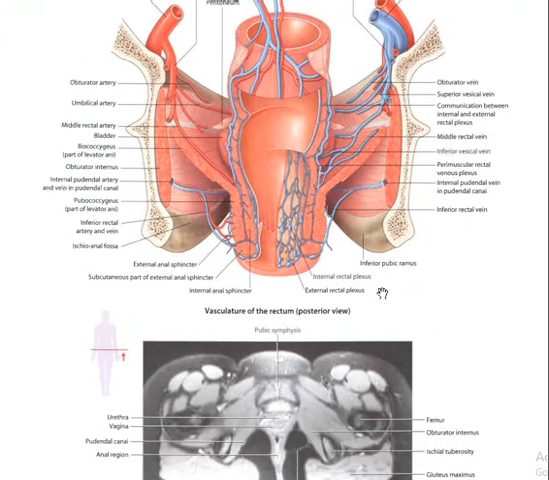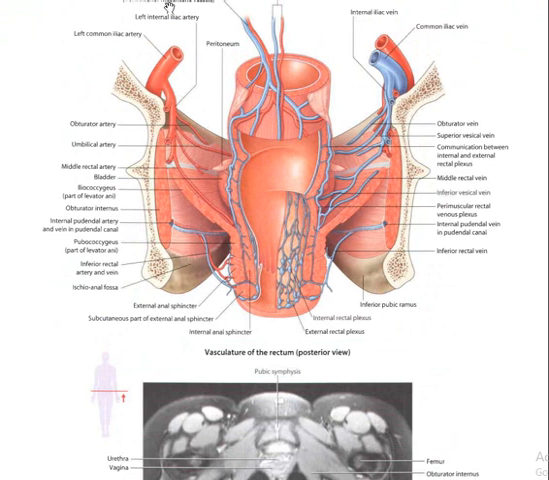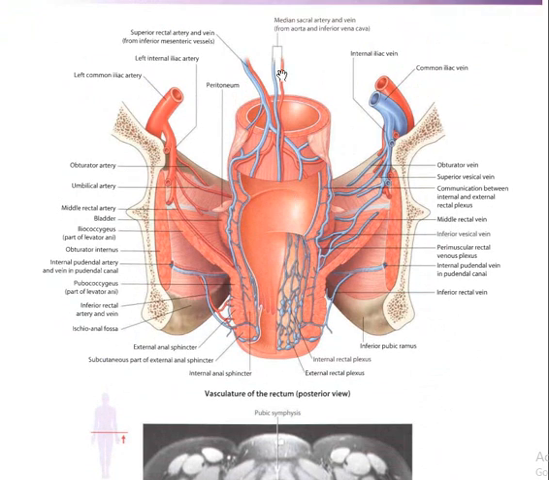So this diagram shows the blood supply and drainage of the rectum. At this upper portion, you have the superior rectal artery and the superior rectal vein. Here is the median sacral artery and vein. You have the superior rectal artery and vein coming from the inferior mesenteric artery.